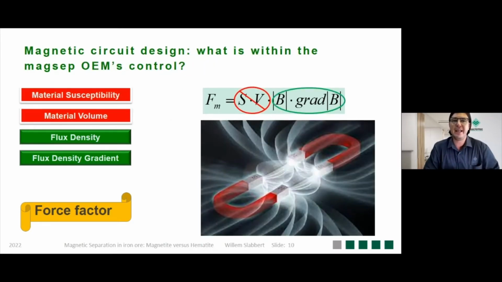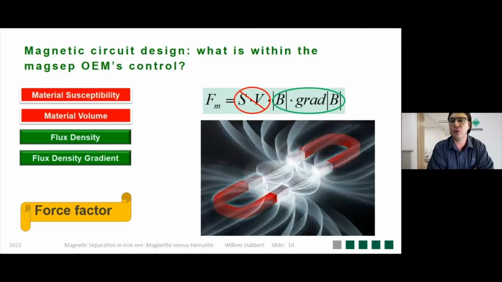So as a magnetic OEM, an original equipment manufacturer, what do we have control of when we have to design a purposeful magnetic circuit for a purposeful ore with its own unique susceptibility and volume? Well, we cannot influence the magnetic susceptibility. We have to beneficiate the iron ore minerals that are there in the grades that they are there, because that is why we are mining the ore after all. So we cannot influence the mineral composition or the geology, and therefore we cannot influence the magnetic susceptibility.